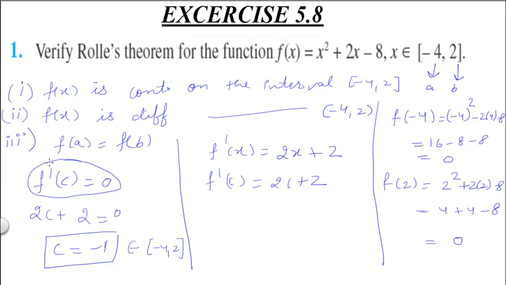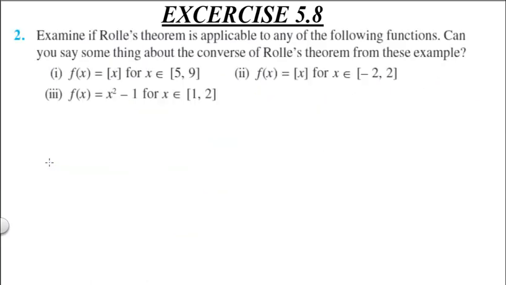This is how you are going to check the conditions of Rolle's theorem, whether they are satisfied or not. All the three conditions of continuity, differentiability and f of a equal to f of b, and then you are going to solve the question. Let us do question number 2 now.